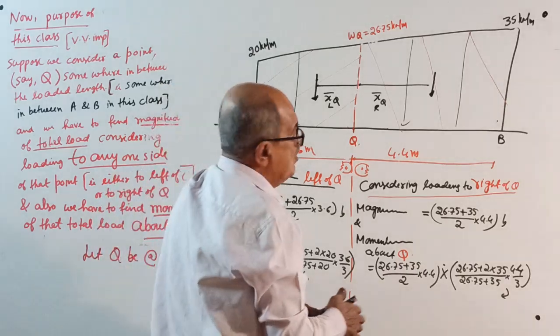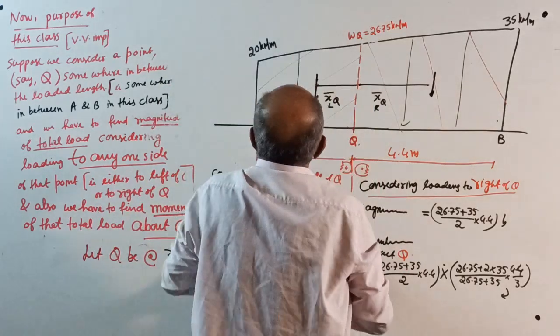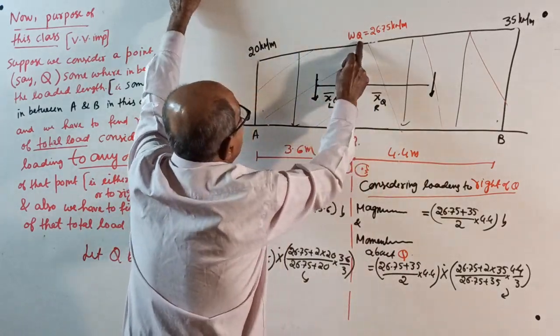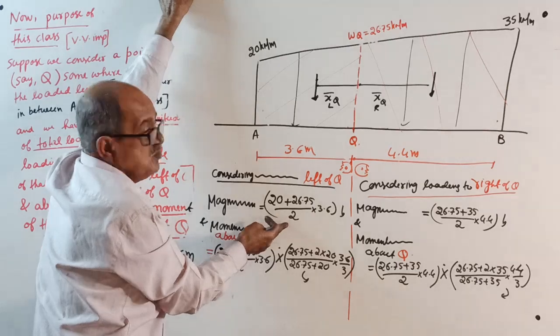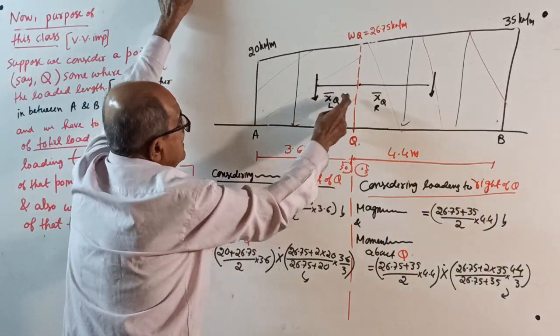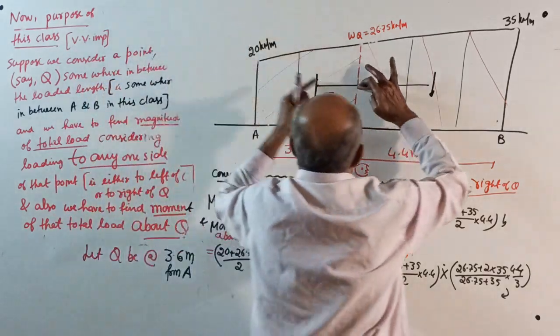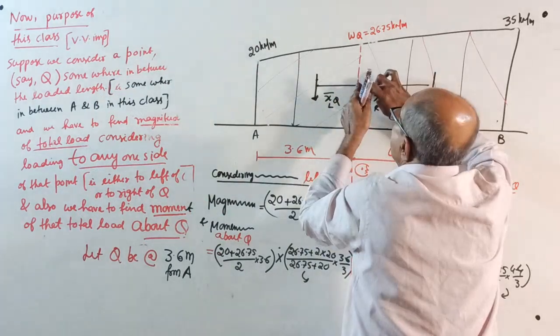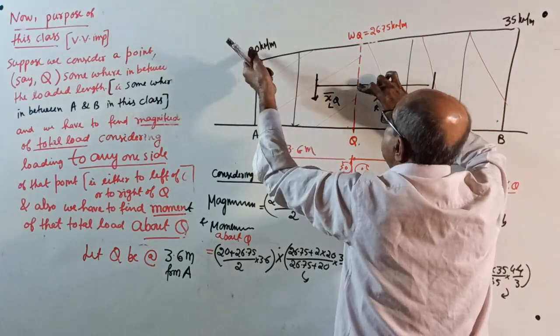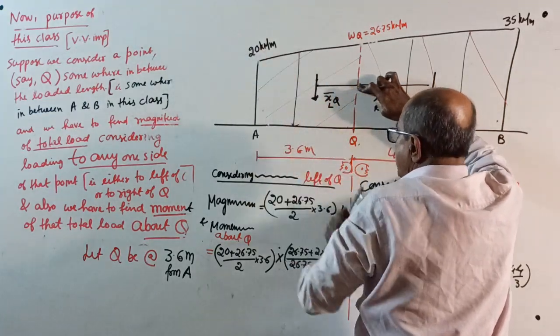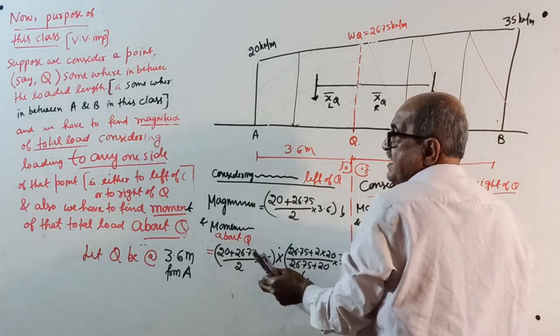See now, I will tell now. This load is (20 plus 26.75) divided by 2 into 3.6. I wrote here, left side load. And the line of action from here is (26.75 plus twice of 20) divided by (26.75 plus 20) into 3.6 by 3. That's how I got the moment here, see.